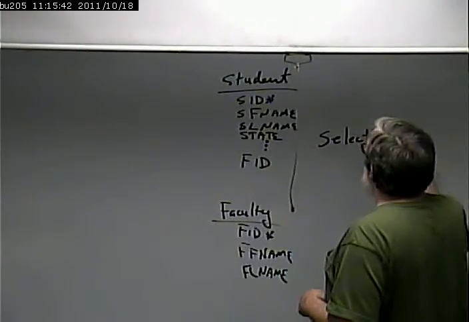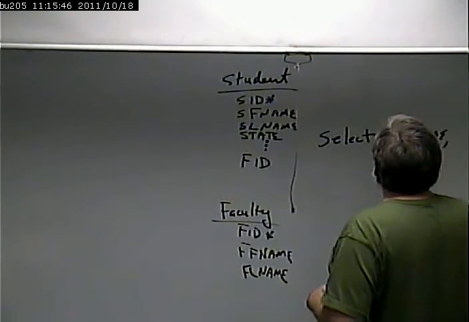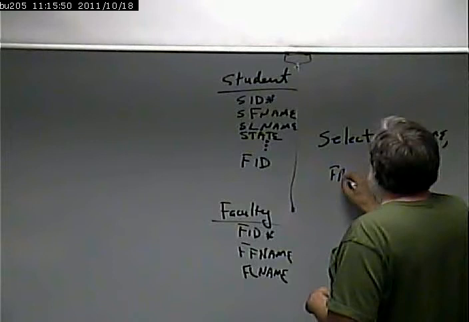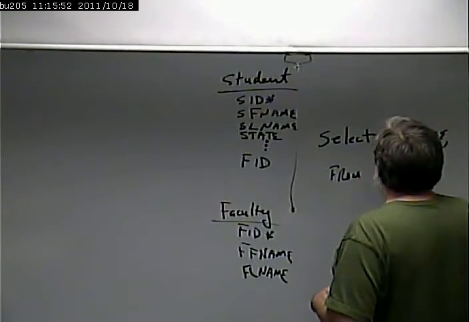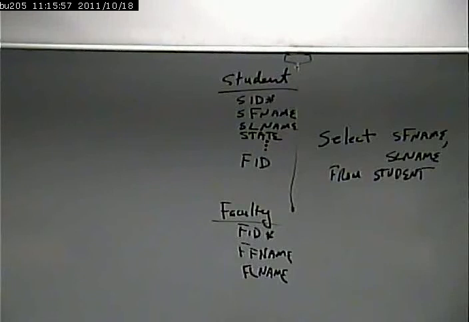select SF name, SL name from student, which students would it display? All of them, right? Remember, unless you otherwise qualify it, it will give you everyone.